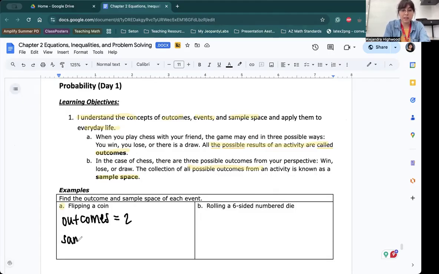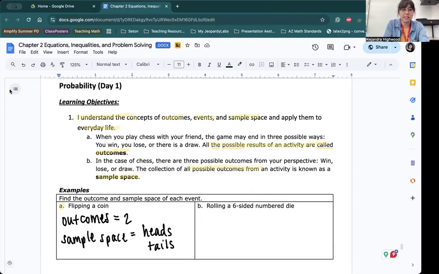Now the sample space actually says what those outcomes are. So for our sample space, when flipping a coin, you have two options. You either get heads or you get tails. Those are the two specific outcomes. In the example that I provide up here, talking about playing chess with a friend, you have three outcomes. The sample space is win, lose, or draw.